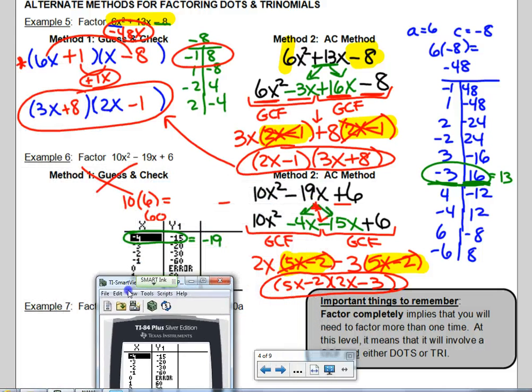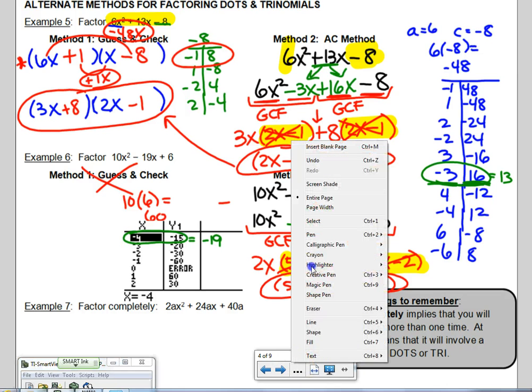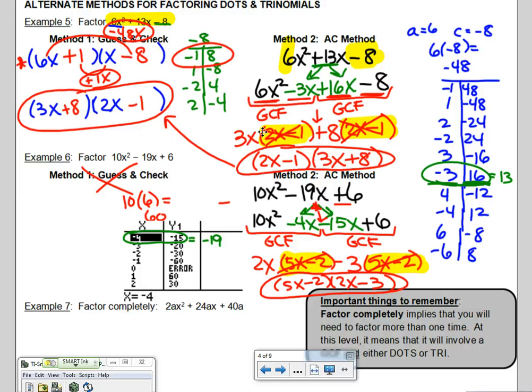All right, one last problem. The last problem, the directions say to factor completely. If you ever hear that phrase, factor completely, that implies that you will factor more than one time. And at your level, it's going to involve GCF and then either dots or tries. In upper level math, it can actually be 2 dots or etc.